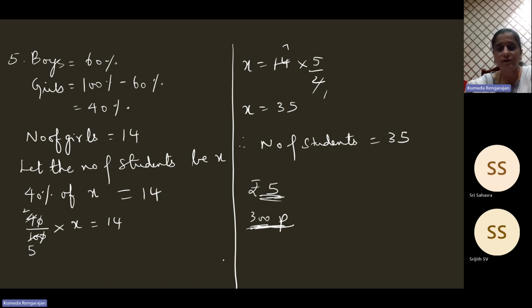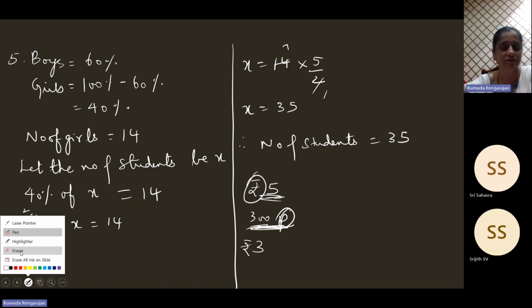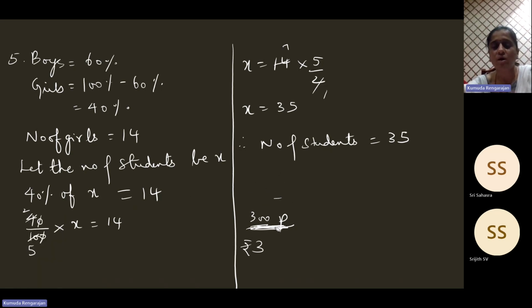Why can't we compare like this? Because this is in rupees, this is in paise. So what will you do? You write 300 paise as 3 rupees, and then you compare. So the unit is very important. When you compare, all the numbers must be in the same unit. In the same way here, everything should be a percentage, or all a fraction, or all a decimal. You can convert to anything, but percentage takes less time.